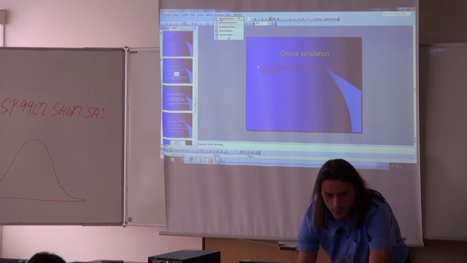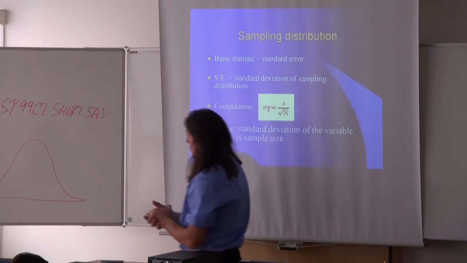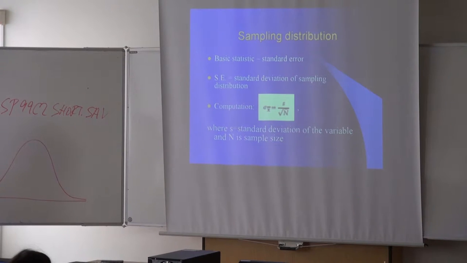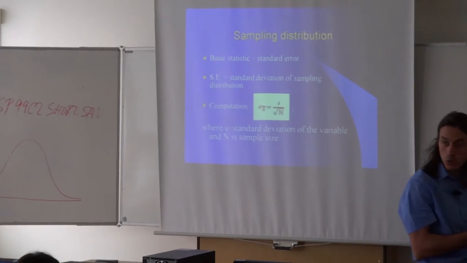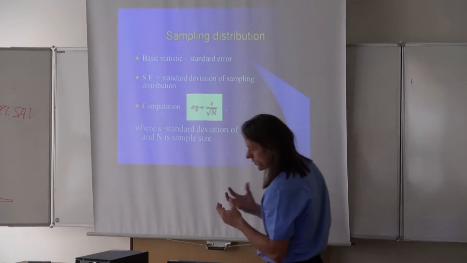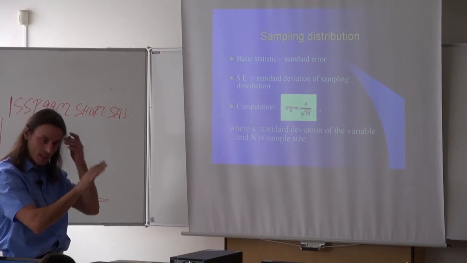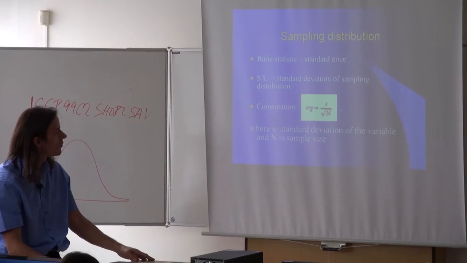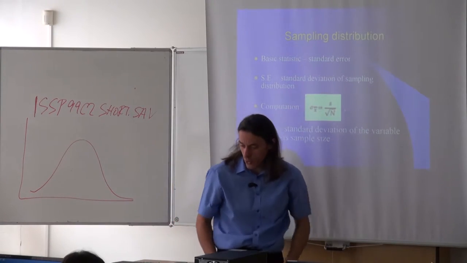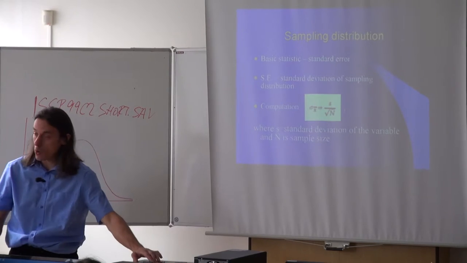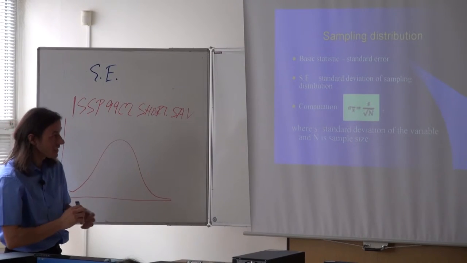So, here it is. We know what a sampling distribution is, and we should learn how to compute it. Of course, SPSS will compute it instead of us, so in a few minutes we can erase all this slide and say SPSS will do the stuff instead of our computation. But we should know something about standard error. So if you see the expression standard error, or mostly you will see only the abbreviation SE, what is it?